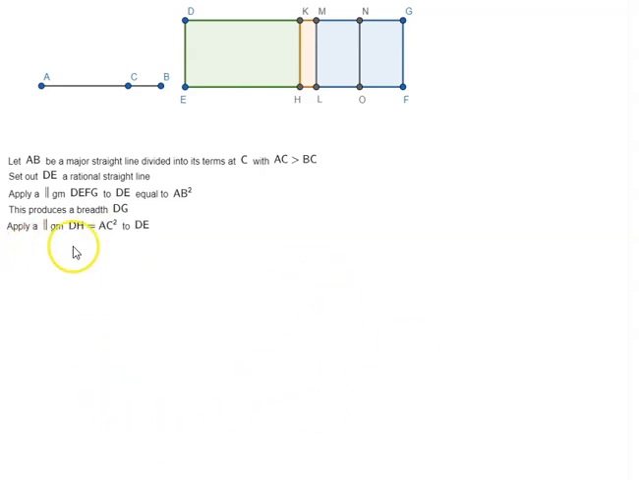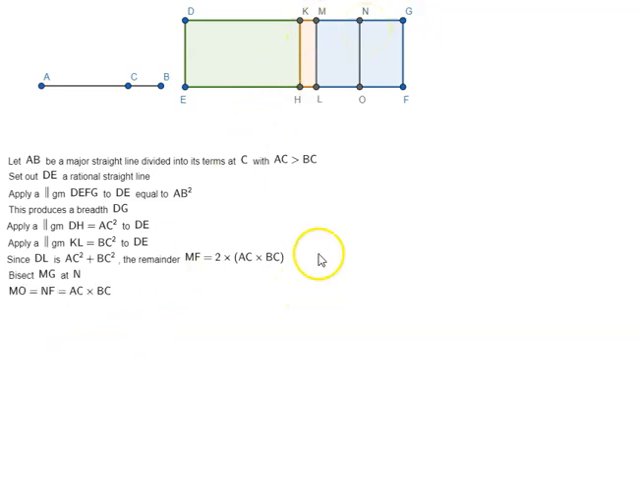We start by applying a parallelogram DH equal to AC square to DE. We apply a parallelogram KL to KH, but remember KH is equal to DE, so indirectly we are applying it to DE. Now since DL is AC square plus BC square, the remainder MF is going to be 2 times AC by BC. Now we bisect MG at N so that MO and NF both become equal to AC by BC.